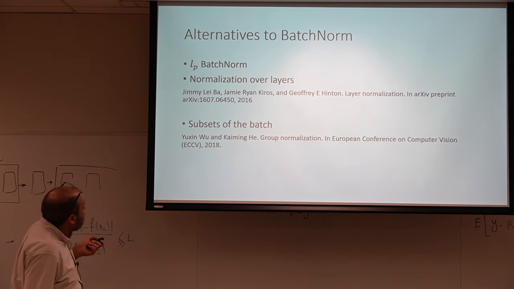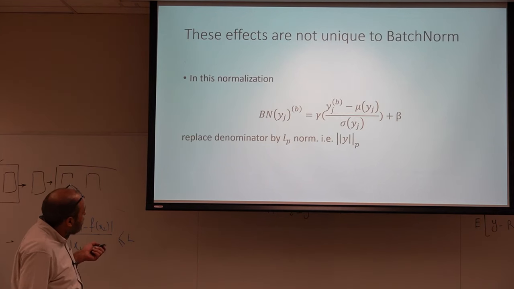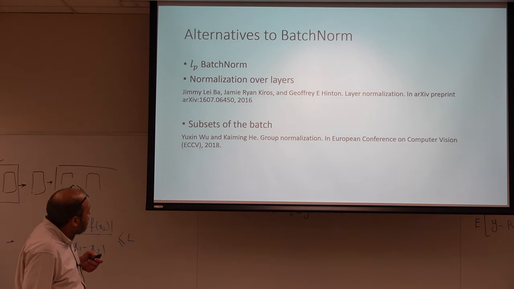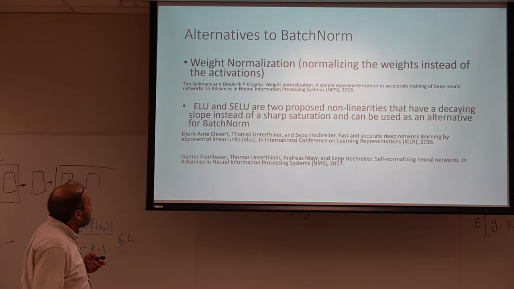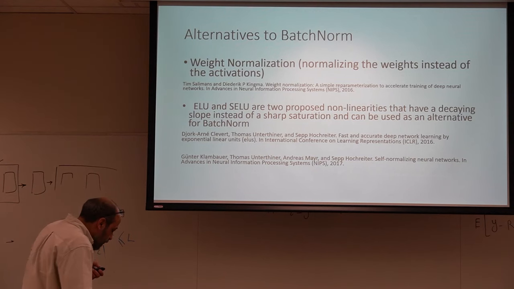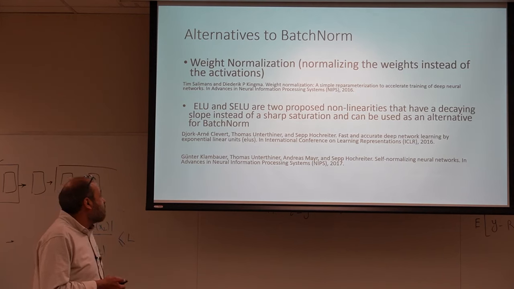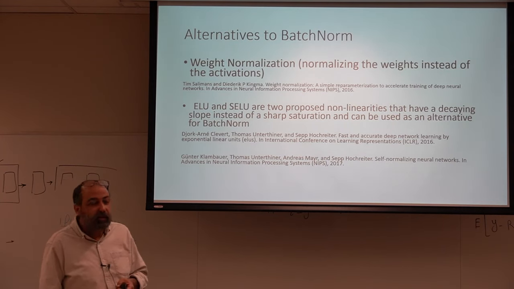There are papers that have been published in the literature following up on the 2015 paper, the original batch norm, and with the finding of this paper, the more general way of normalizing is normalizing with norm P. These 2016 and 2018 papers are a specific case of that, and some other papers are a specific case of that. So we have alternatives for batch normalization, which are similar in terms of quality, not better, they're similar.